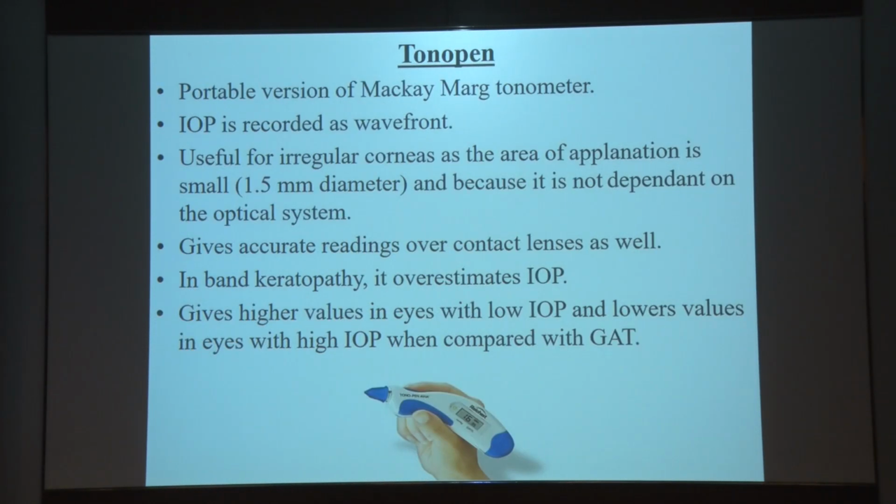Tonopen is a portable version of the Mackay-Marg tonometer. IOP is recorded as a waveform. It is useful for irregular corneas as the area of applanation is very small and it is not dependent on the optical system.